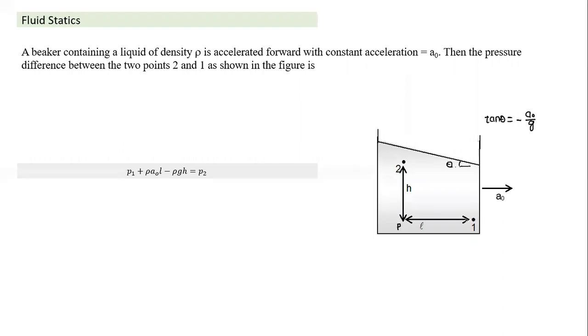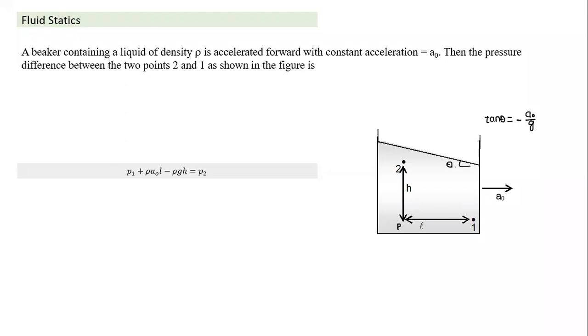I will only write the change in pressure. So as I move from 1 to P in the same horizontal direction, the pressure will change only because of A naught. It will not change because of G. And we are moving against the direction of acceleration, so the pressure will increase.